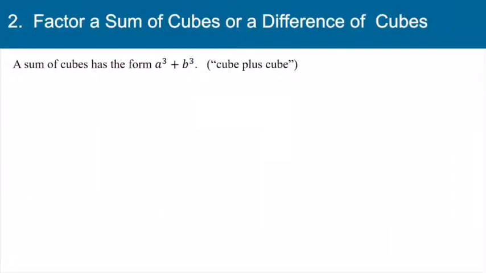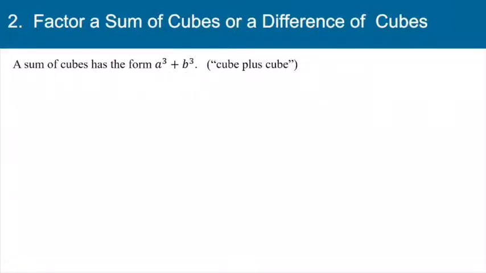Now let's move on from difference of squares and talk about sum of cubes and difference of cubes. They're very similar, and in fact the formulas that we use to factor these are the same except for the plus and minus signs. So first I'm going to show you the sum of cubes, and then I'll show you how to adapt that for the difference of cubes. So a sum of cubes is an expression that has the form cube plus cube. So third power plus third power.